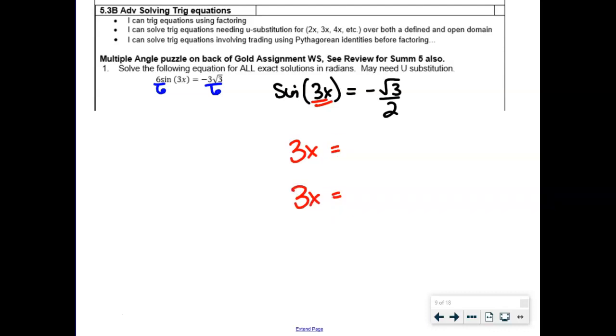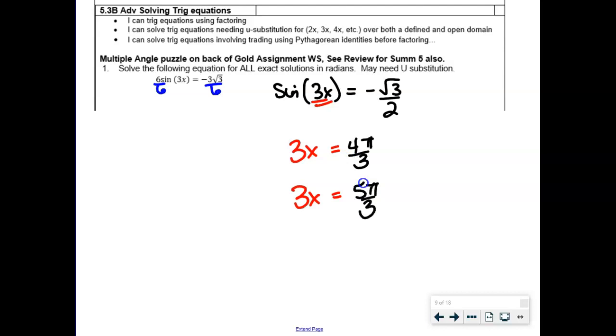So go check out your unit circle with me. Where on the unit circle do you get a sine ratio of negative square root of 3 over 2? That would be the pi over 3 family, right? So get the right quadrants. I'm thinking 4 pi over 3, that would be a negative, and 5 pi over 3.